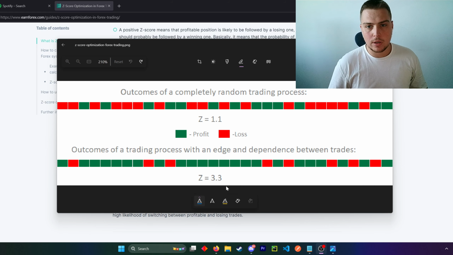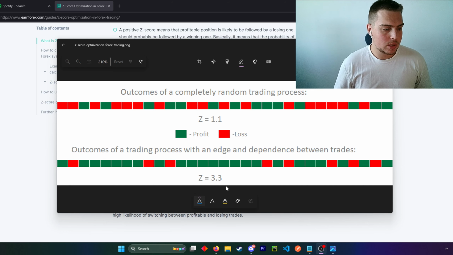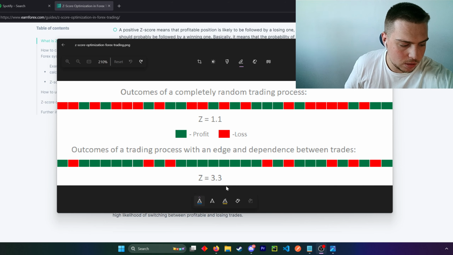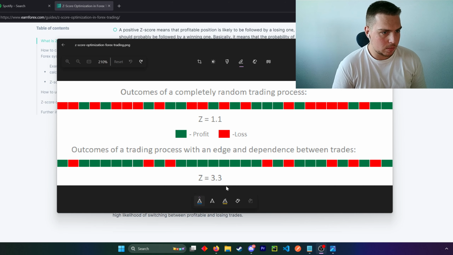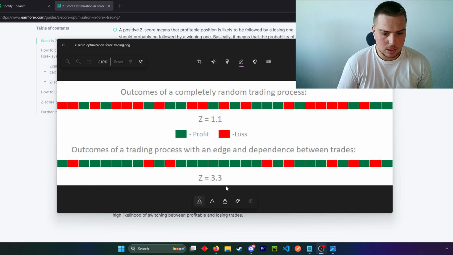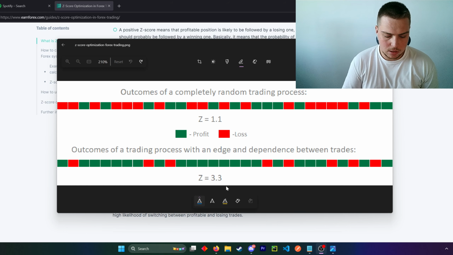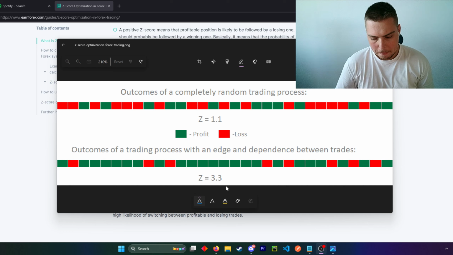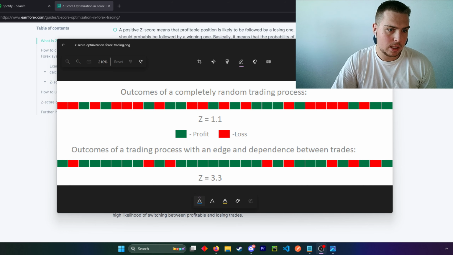I just wanted to make a quick video about something very important in trading and something that's come up recently. Some people in the Discord have texted me about strategies that they're using to trade. And I want to talk about the Z score of trading strategies.